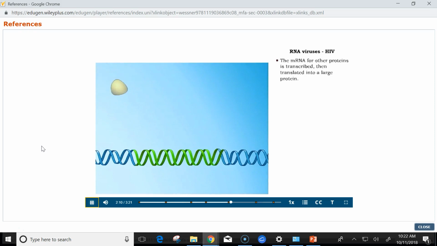Just label it. Messenger RNA for other proteins is transcribed, then translated into a large protein.